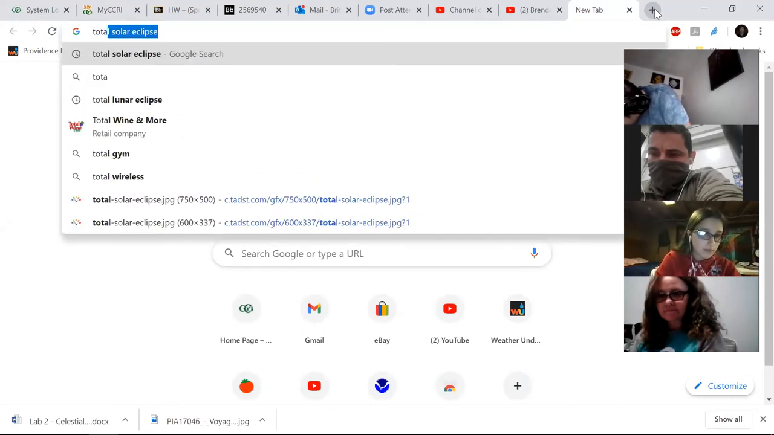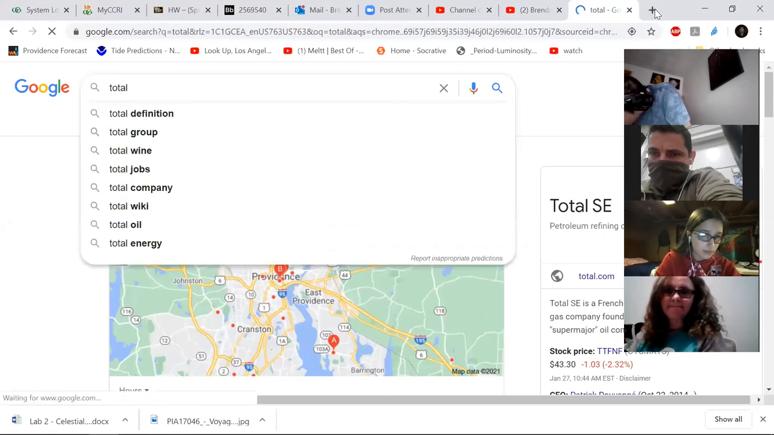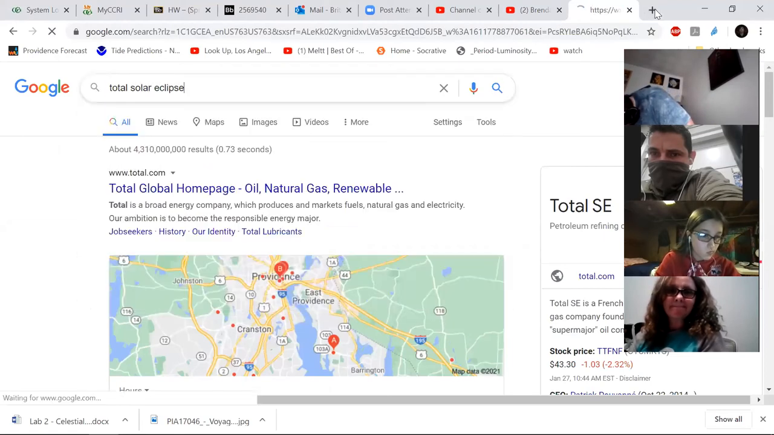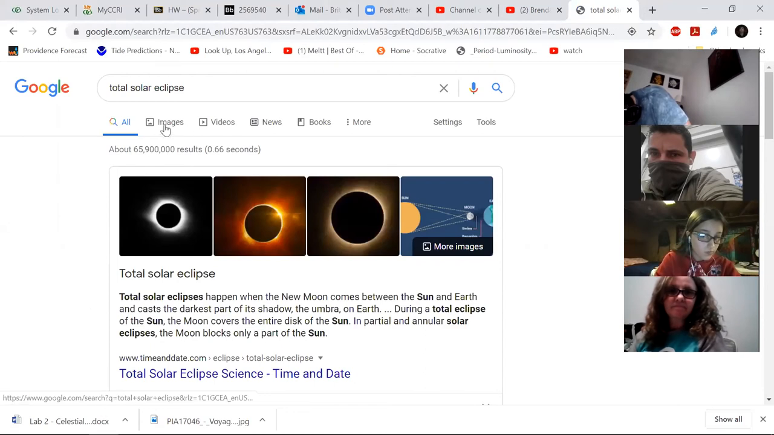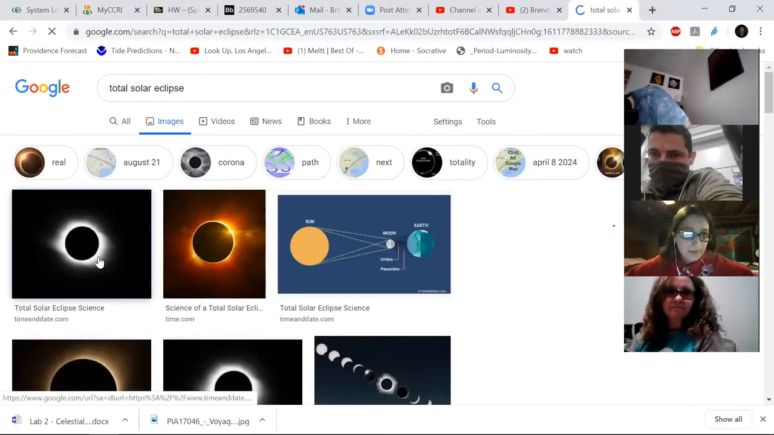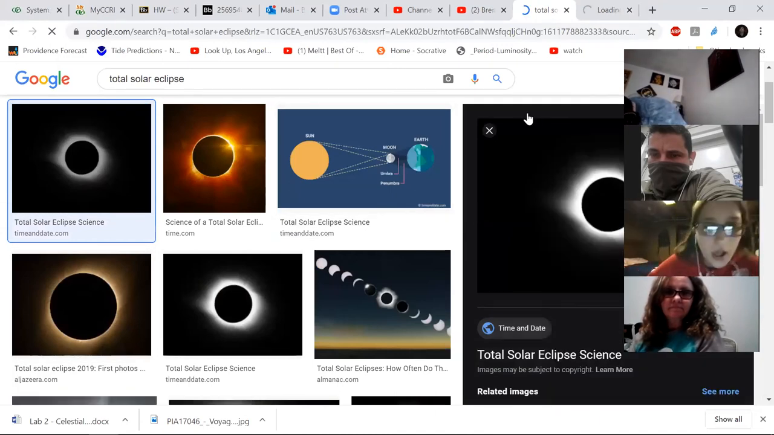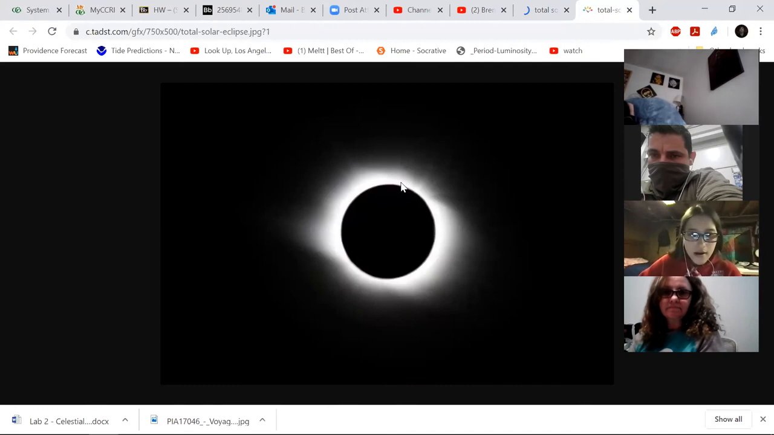Let's take a look at the pictures once again. A total solar eclipse looks kind of like this. And I know this is a little bit confusing because you can see some of that corona light, but you will notice that the disk of the moon completely covers the disk of the sun, right?